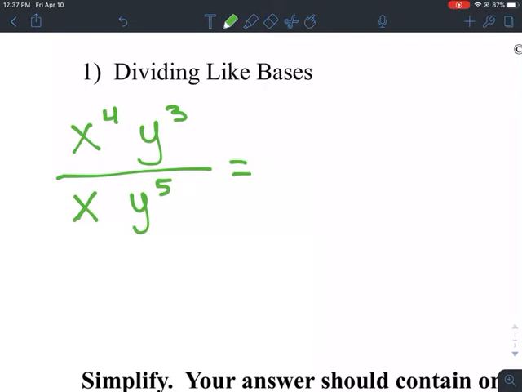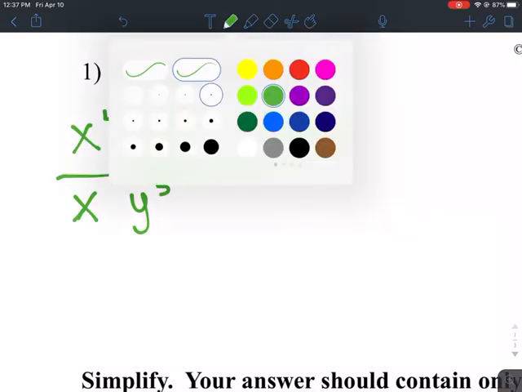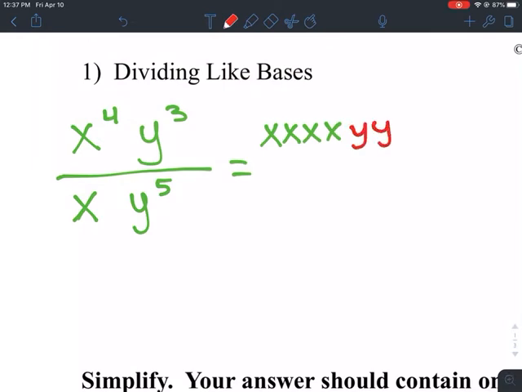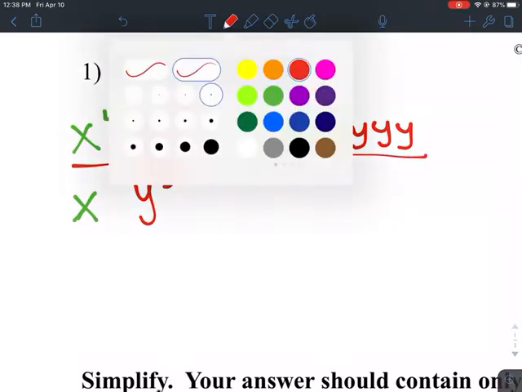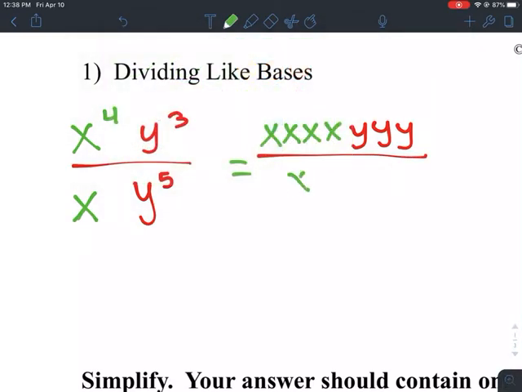So first off, let's just go and write these out for what it literally means. This literally means 4 x's multiplied together, and then 3 y's. And then on the bottom, we just have the 1 x, and then we have 5 y's. 1, 2, 3, 4, 5.